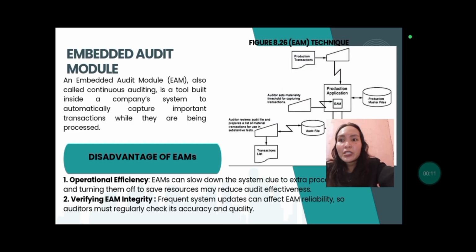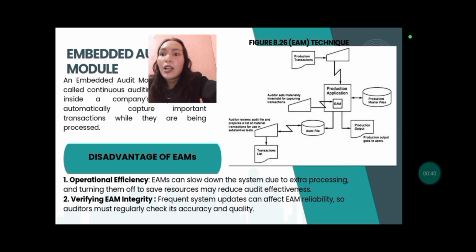Embedded Audit Module, also called Continuous Auditing, is a tool built inside a company system to automatically capture important transactions while they are being processed. So, this helps auditors quickly identify significant transactions and reduces the time needed for substantive testing because the important data is already collected in real time. So here in figure 8.26, the embedded audit module technique.